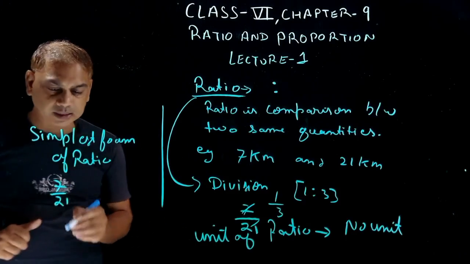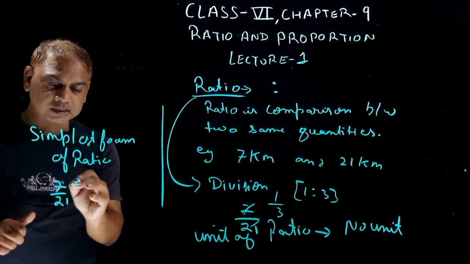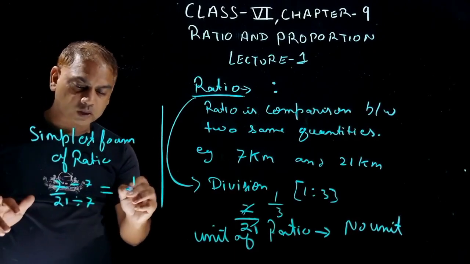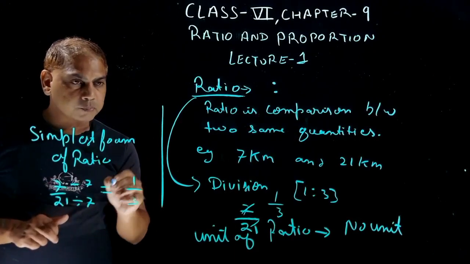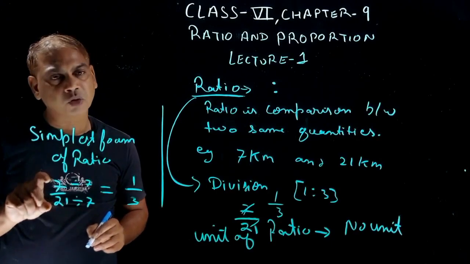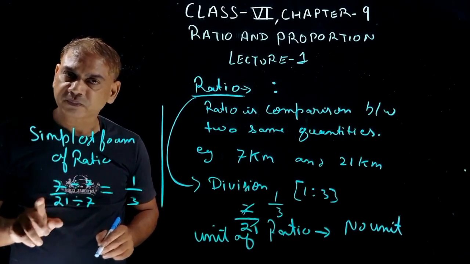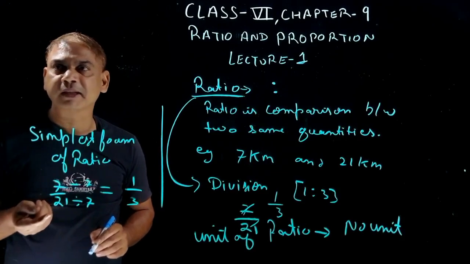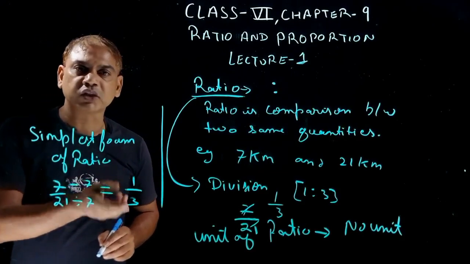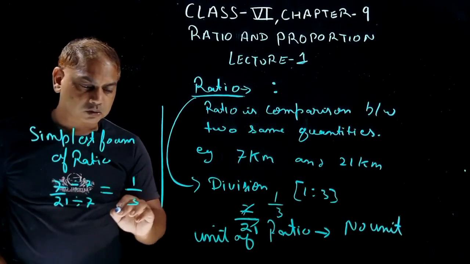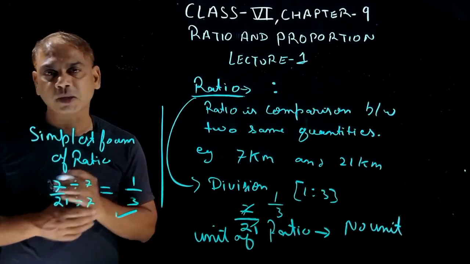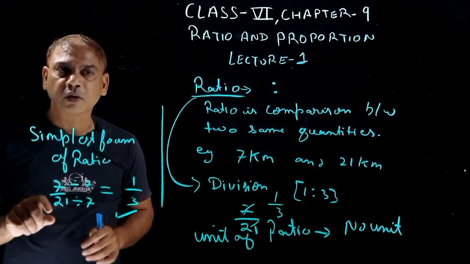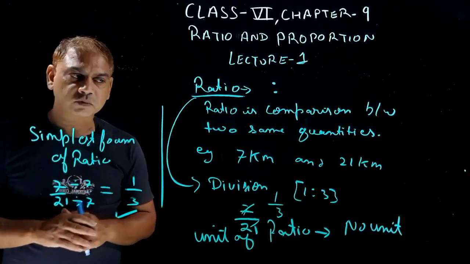Okay? Now see, 7 upon 21, it is divided by 7 and this is also divided by 7. You get 1 upon 3. So 1 upon 3 is same as 7 upon 21. Ratio is same. Okay? So you are free to divide numerator and denominator by the same number. The value of the ratio does not change. Okay? So this is the simplest form now. So 1 upon 3 is the simplest form of 7 upon 21. Okay? Good.